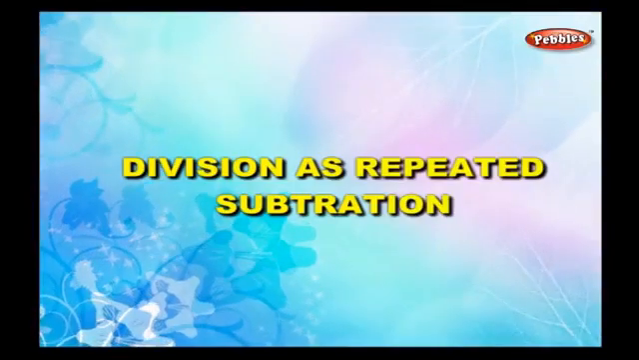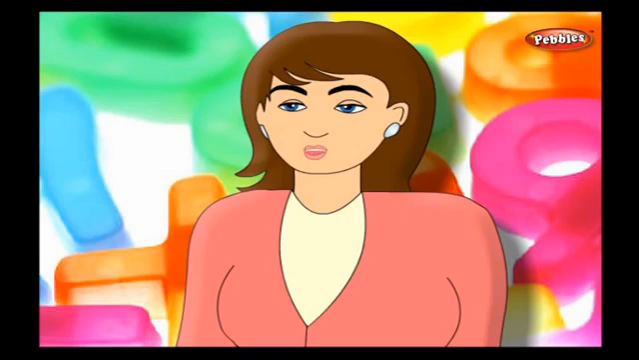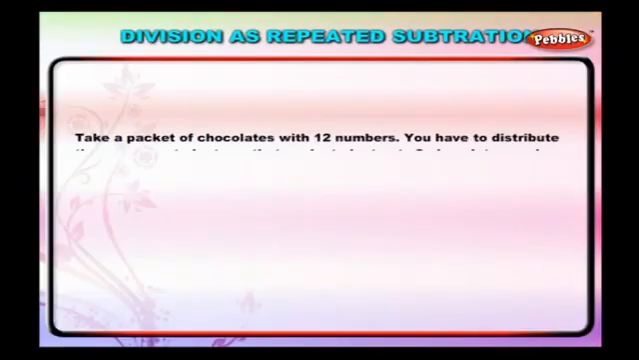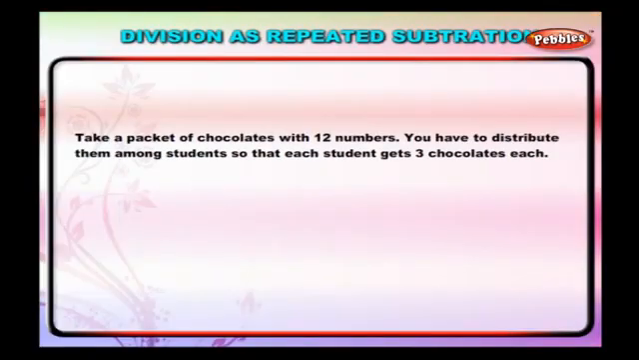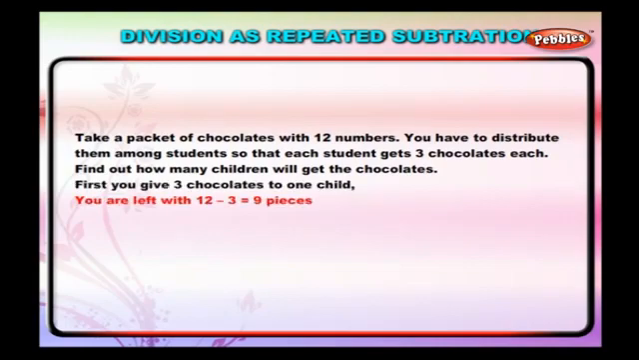Division as repeated subtraction. We know that division is repeated subtraction. Let us learn this through an example. Take a packet of chocolates with 12 numbers. You have to distribute them among students so that each student gets 3 chocolates each. Find out how many children will get the chocolates. First, you give 3 chocolates to one child. You are left with 12 minus 3, which is equal to 9 pieces.